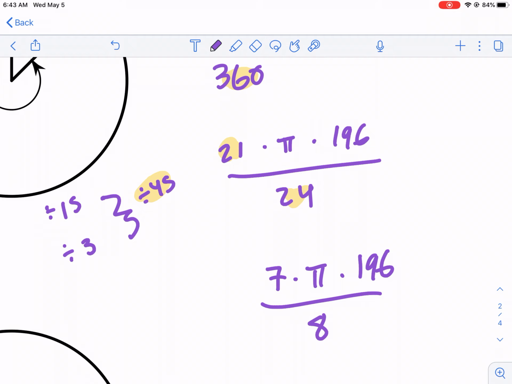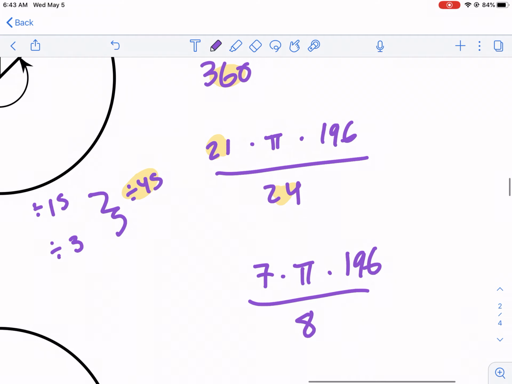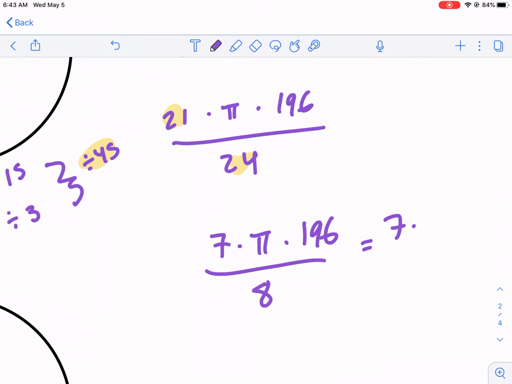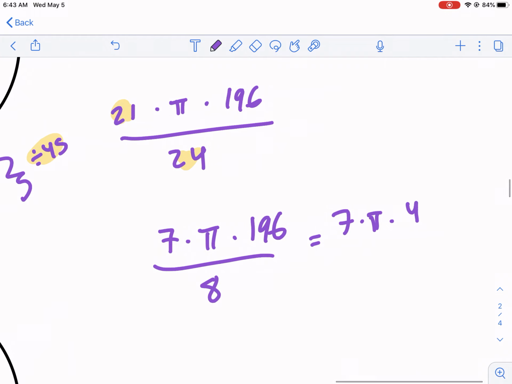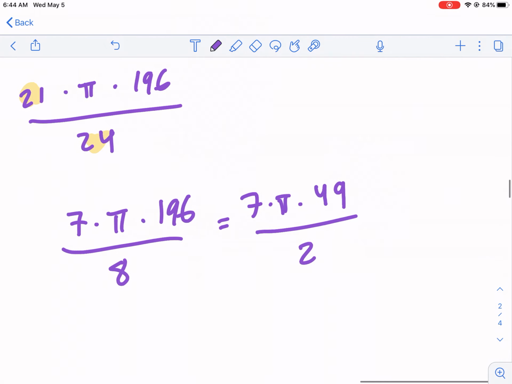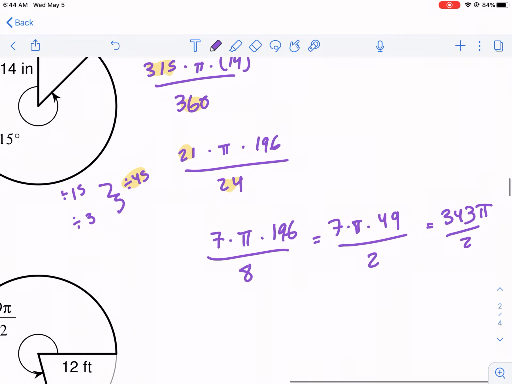I'm pretty positive 196 is divisible by 8. It is not, but it's probably divisible by 4. It is not. Definitely divisible by 2, so we'll divide that by 2. Wait, hold on, 196 is divisible by 4. Sorry, hold on. My calculator's having some conniptions. So we have 7 times pi times 49, because I divided by 4, and this was 2. Okay, so now I'm almost done. I just do 49 times 7 times pi. Well, I'm not going to multiply by pi. I'm going to leave it in terms of pi. So I get 343 pi over 2, and my units are inches squared.